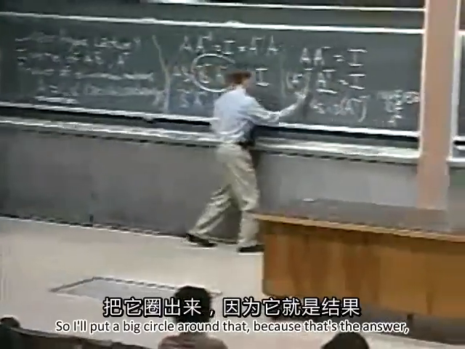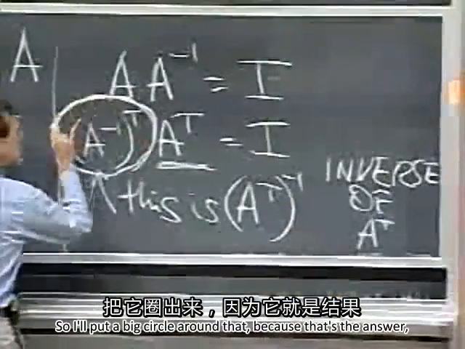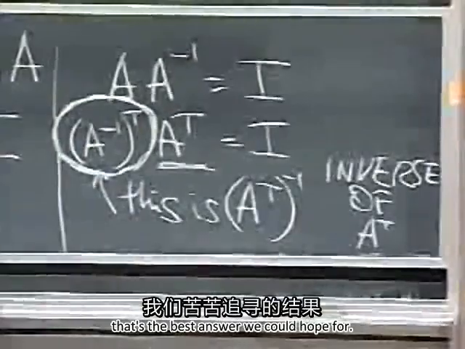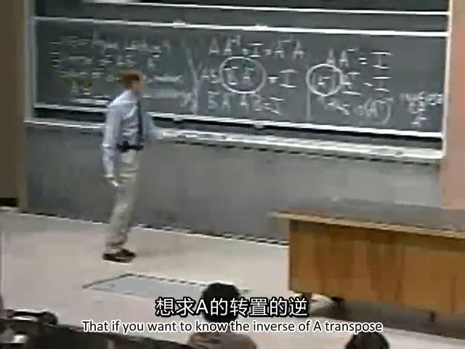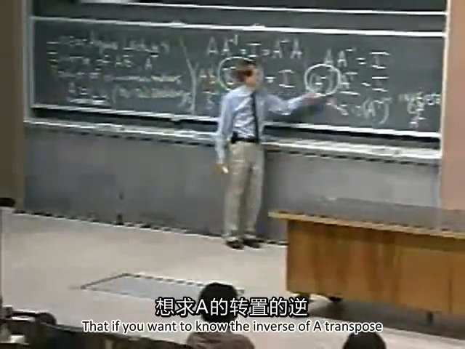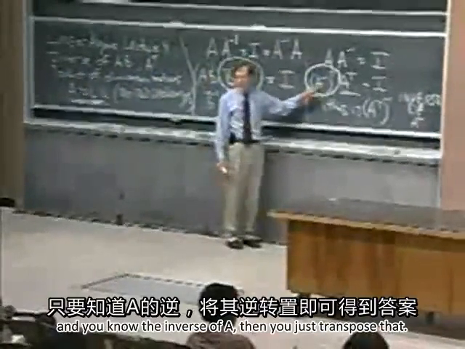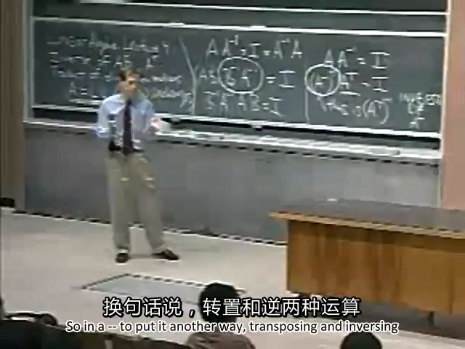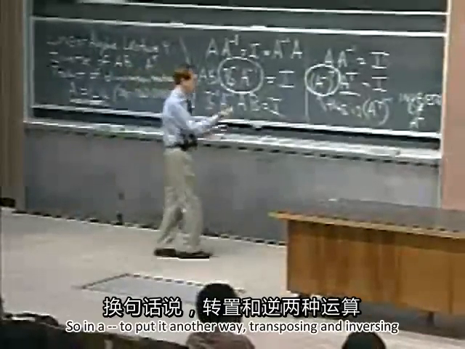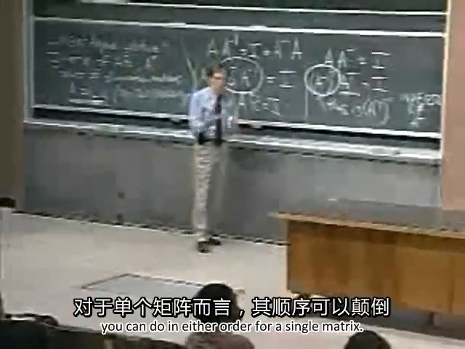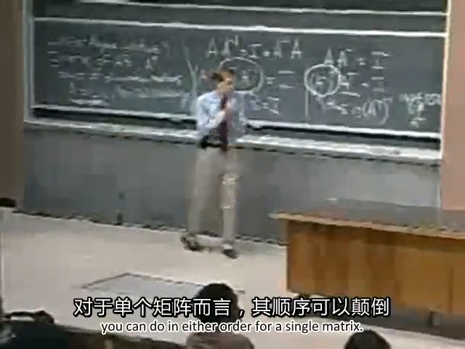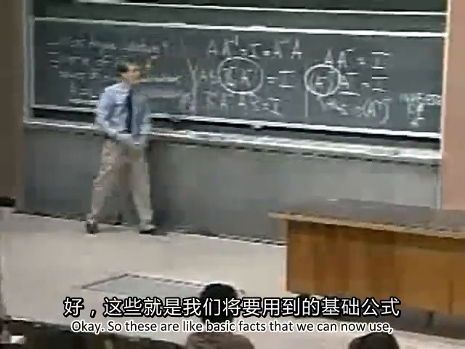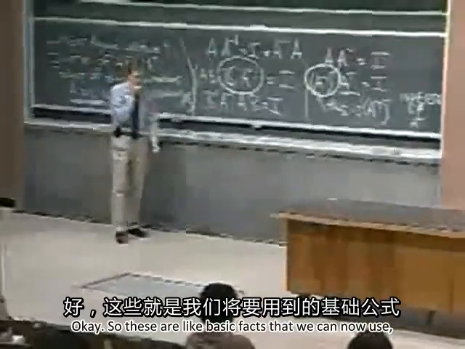So I'll put a big circle around that, because that's the best answer we could hope for. If you want to know the inverse of A transpose, and you know the inverse of A, then you just transpose that. To put it another way, transposing and inversing, you can do in either order for a single matrix. Okay, so these are basic facts that we can now use.